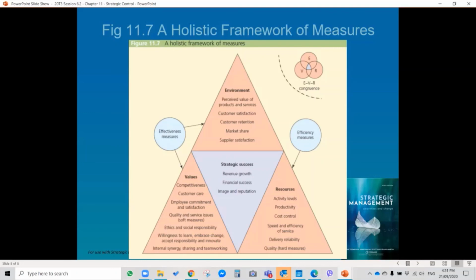And when we are measuring success, we look at the effectiveness measures, which is things like your market share, your customer satisfaction, which is part of the environment, the external part of the company. But we're also looking at the values of the company, the employee commitment and satisfaction, its ethics and social responsibility, its willingness to learn, and its innovation. These are effectiveness measures. And then we look at efficiency measures, which includes how productive are they, how reliable are they, are their products known to have good quality. So for example, GE's products, when you look at the medical industry, are supposed to be very good quality. So you could argue that in terms of efficiency, they're very efficient. Okay, that's it.